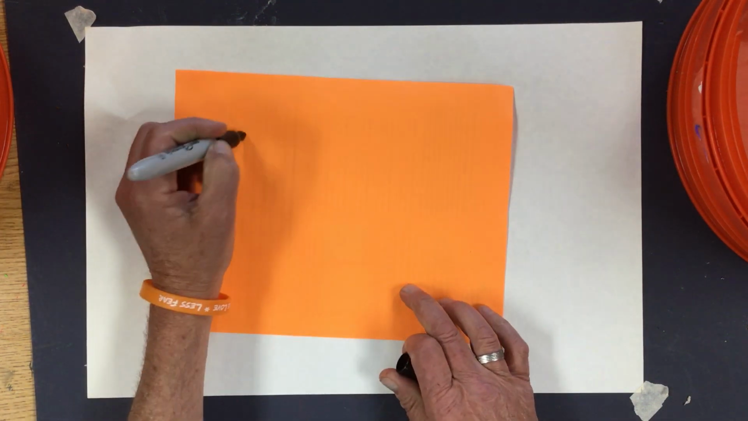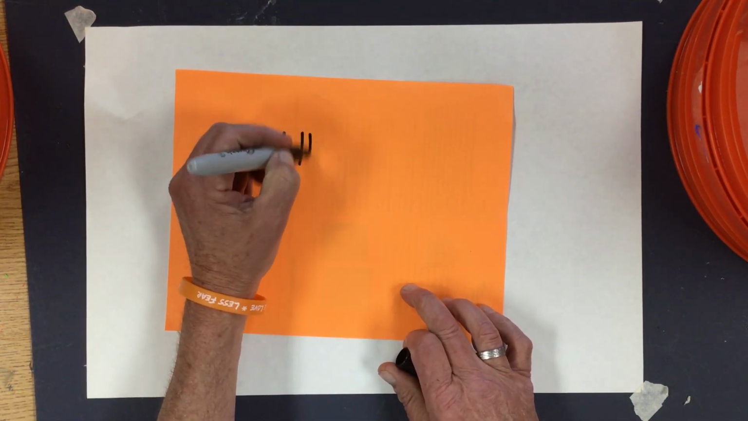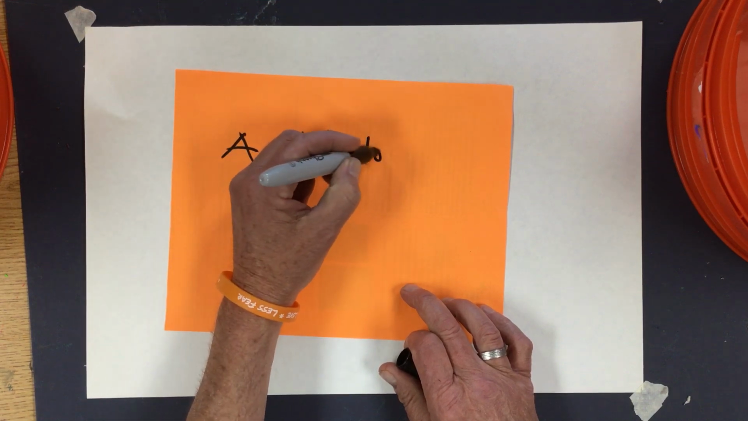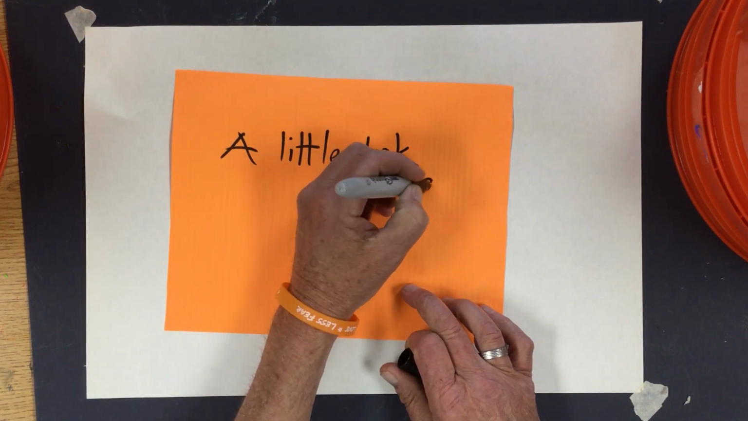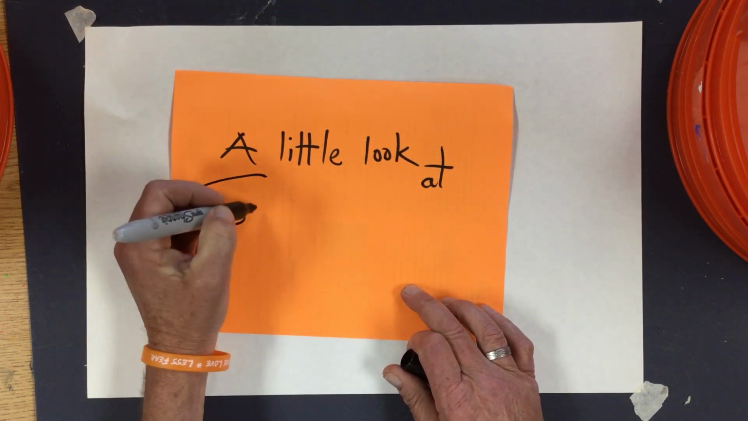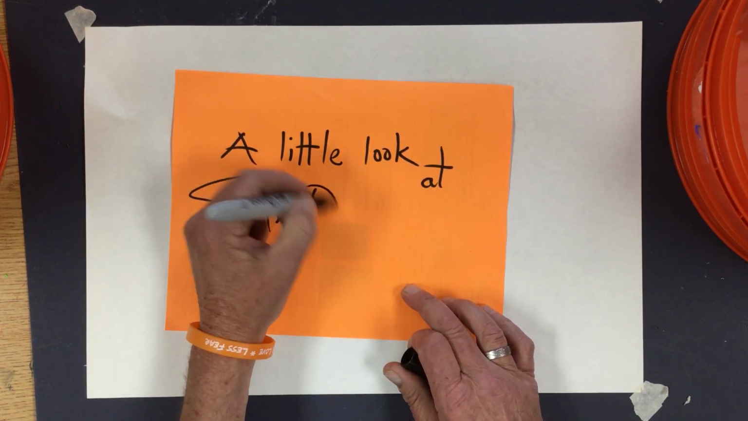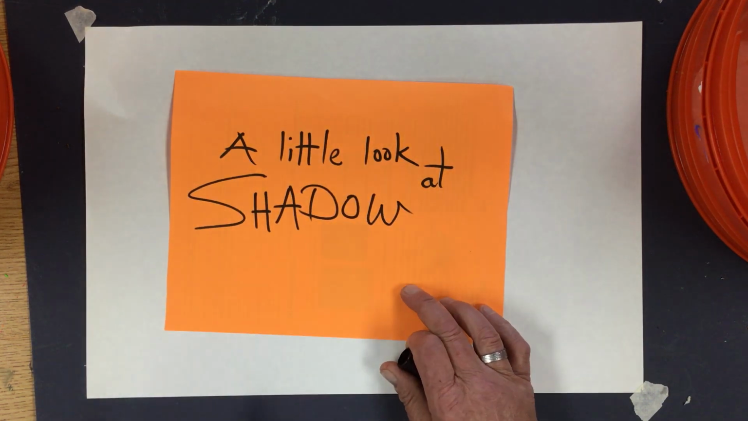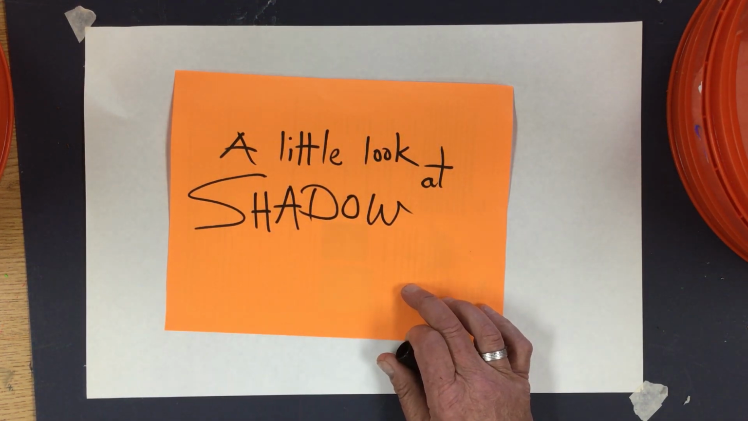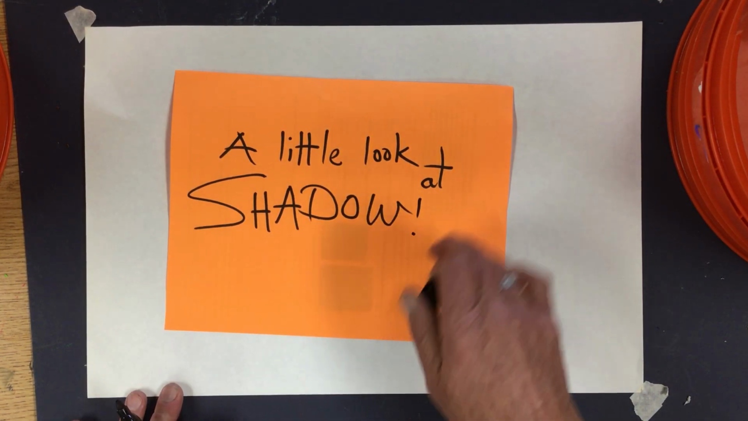For our lesson today, we are going to take a little look at shadow. A light hits an object and it casts a shadow. We all know that. If the sun's right up above your head, there's not much of a shadow, because your shadow's that little tiny thing underneath you. But shadows get longer as the sun gets lower. And so let's take a little look at shadow.